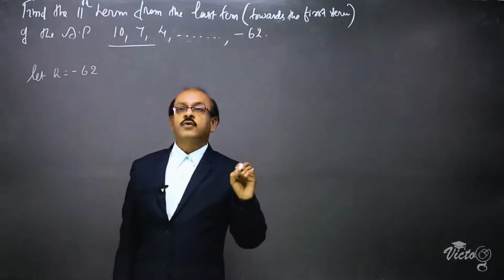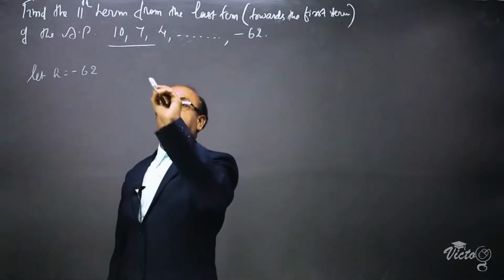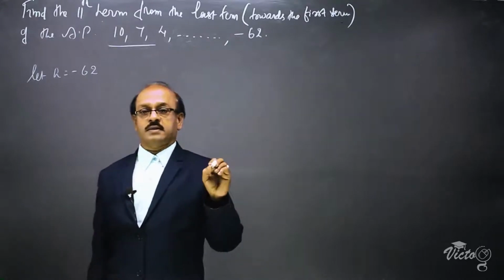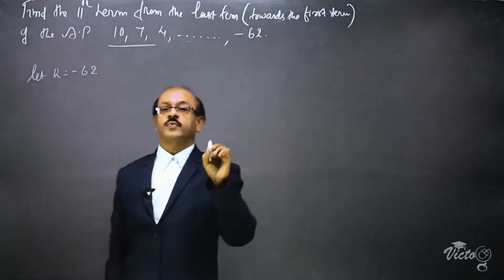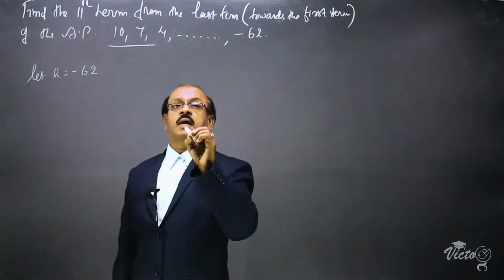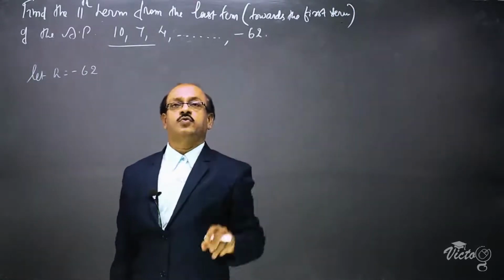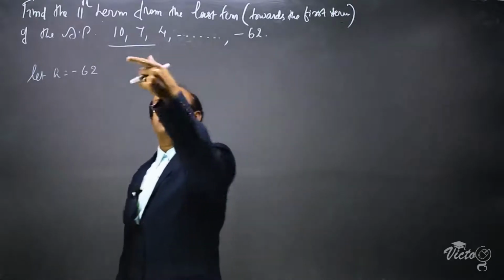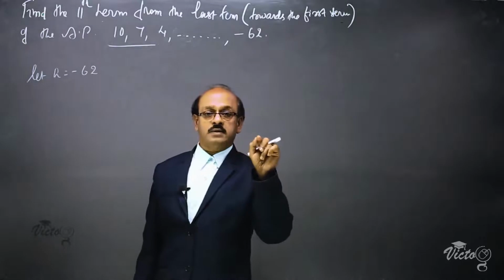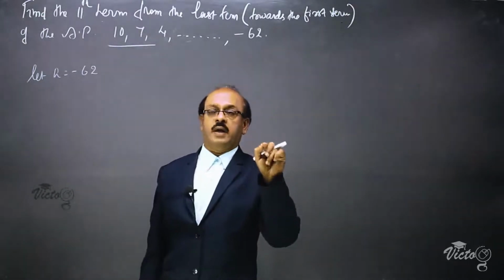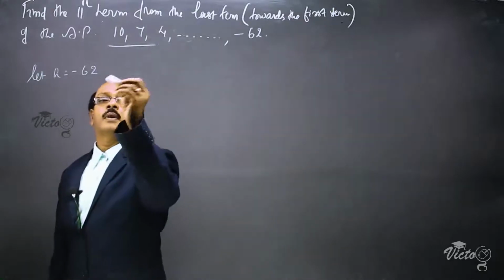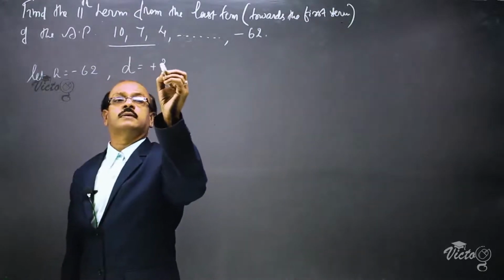Then, the common difference of the given AP 10, 7, 4, etc. is minus 3. It is the common difference of the given AP. So, we have to take the common difference as 3 because we are starting from minus 62, from the last term towards the first term in the reverse order. So, if the common difference is minus 3 in the given AP, we have to take plus 3 as the common difference. D is equal to plus 3.